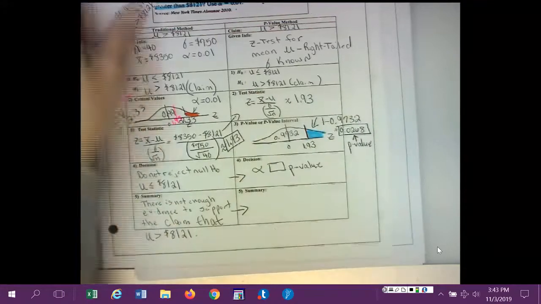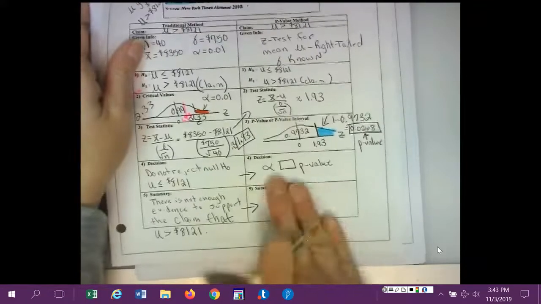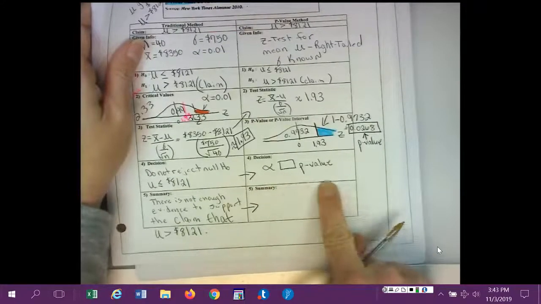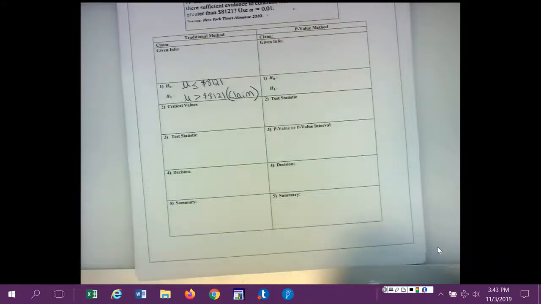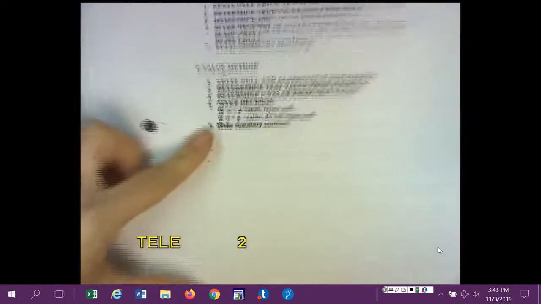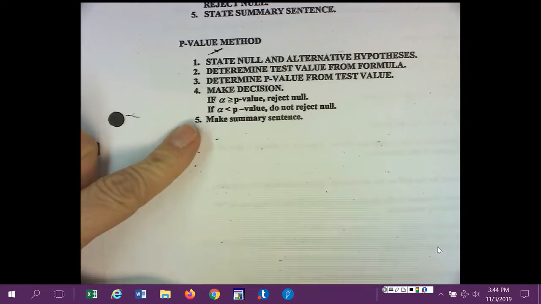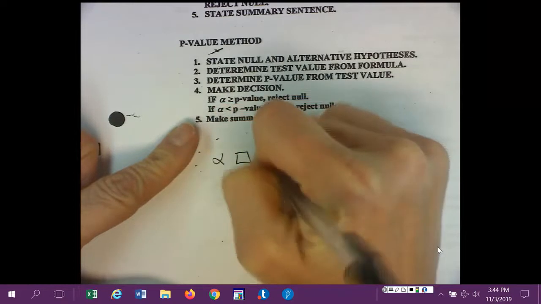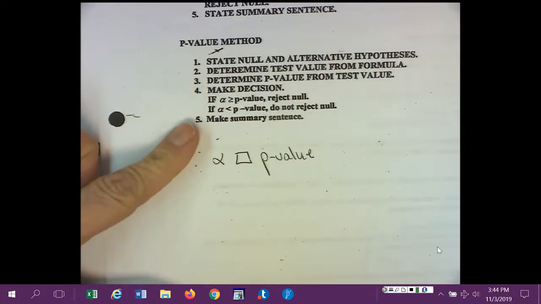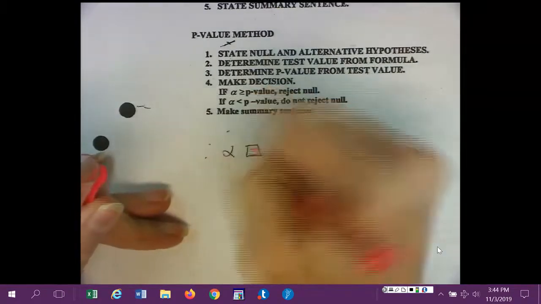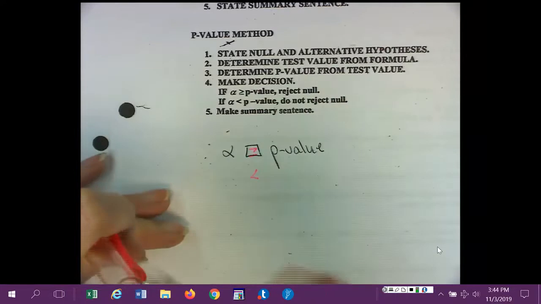Now, decision. Decision is made by comparison with the given level of significance and the p-value that you find. I always state alpha open box p-value. I never put p-value open box alpha. This is why, if you go to your p-value method, you will see this is how you make the decision. If alpha is larger than or equal to the p-value, reject the null. If alpha is less than p-value, do not reject the null. So that's why I like to do this box p-value, because when it comes to step 4, you're either in the box going to put greater than or equal to, less than. So I always compare that way.